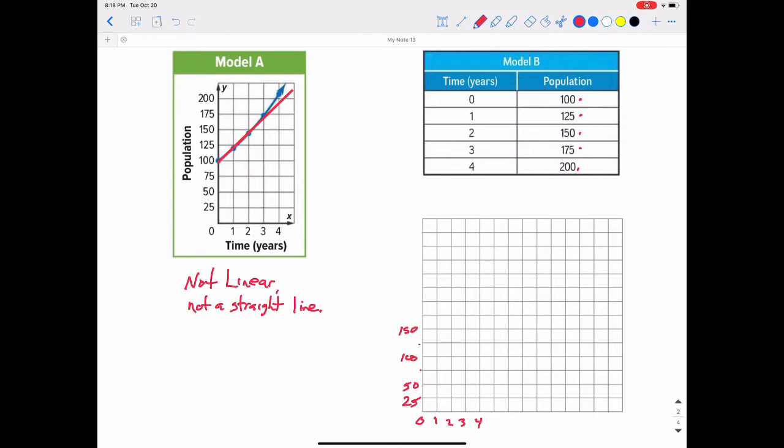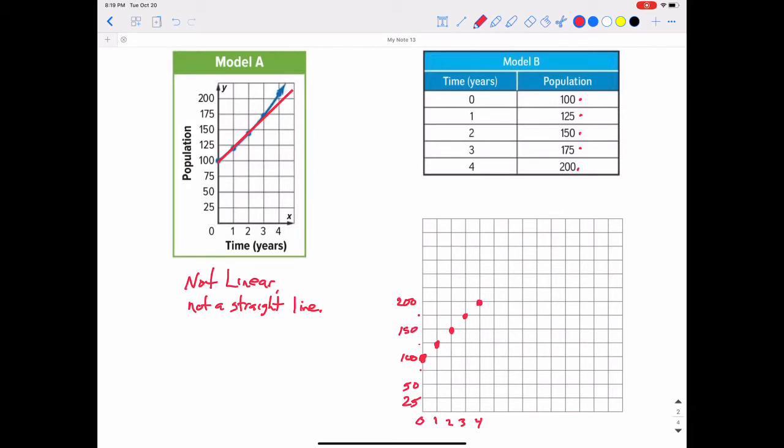So I am still going by 25s per square. 175, 200, and you just have to make sure you have enough. The intervals are close enough that you can fit all the points on whatever shape and size graph that you have. So the first point is at 0, 100. So I'll place a point there. And then 1, 125 is right there. 2, 150. 3, 175. And 4, 200.